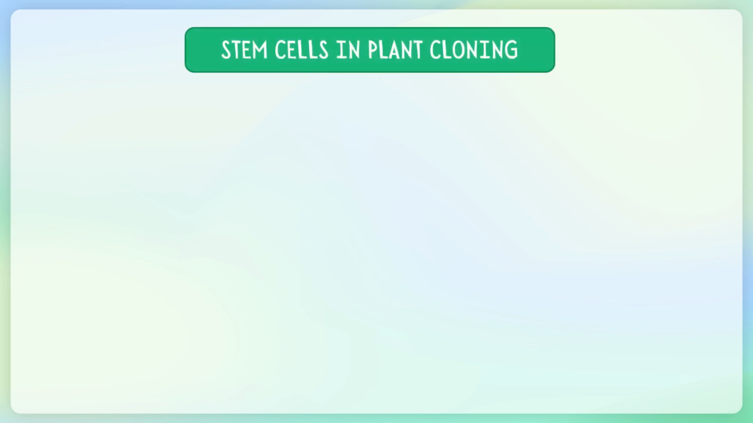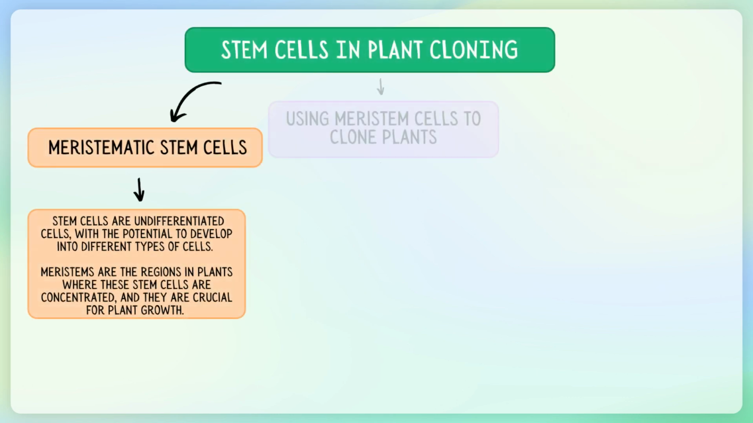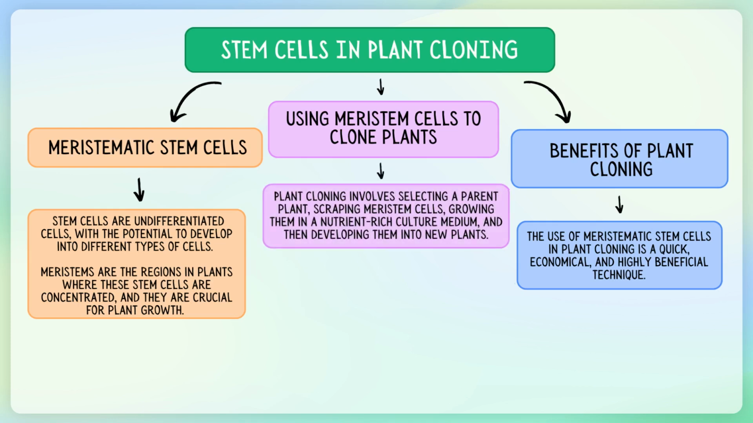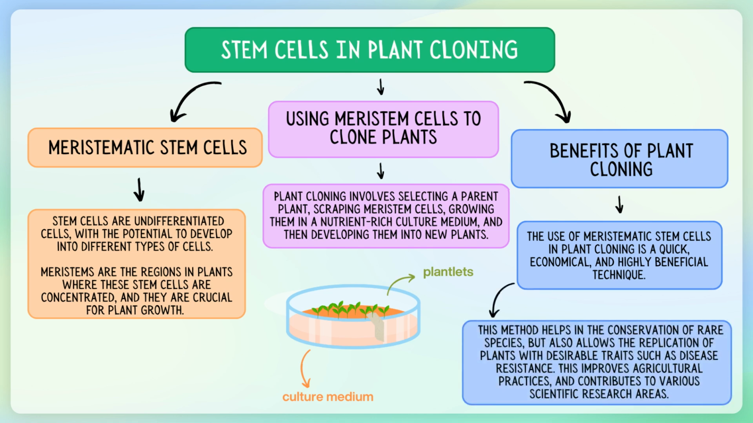In summary, the use of meristematic stem cells in plant cloning is a quick, economical, and highly beneficial technique. The process involves selecting a parent plant, scraping meristem cells, growing them in a nutrient-rich culture medium, and then developing them into new plants. This method not only helps in the conservation of rare species, but also allows the replication of plants with desirable traits such as disease resistance, thereby improving agricultural practices and contributing to various scientific research areas.